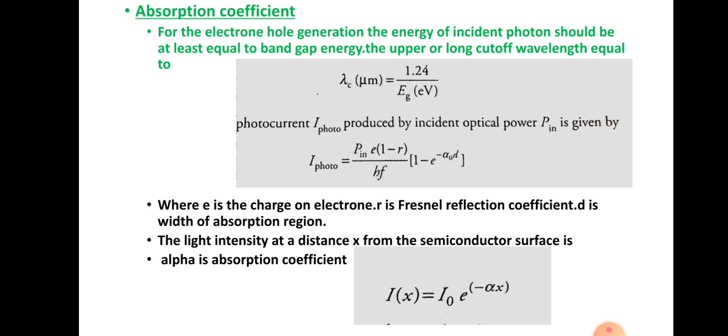And next is the absorption coefficient. We know that in the case of a photodiode, when light is incident on the PN junction, electron-hole pairs will be produced, and in order to make a current flow, the incident photon energy for moving the electrons from the valence band to the conduction band should be higher than the band gap energy.